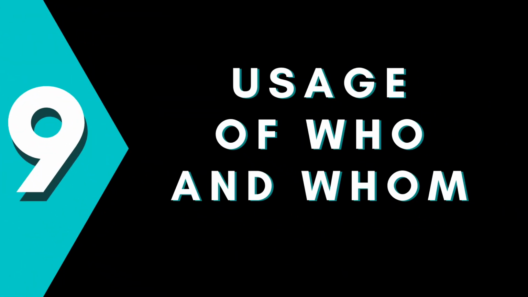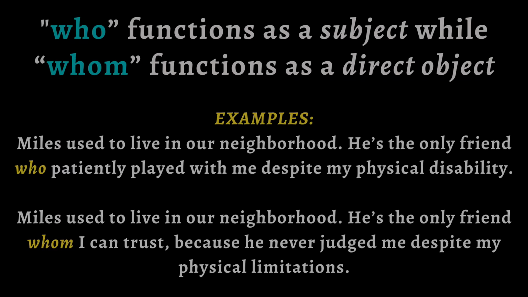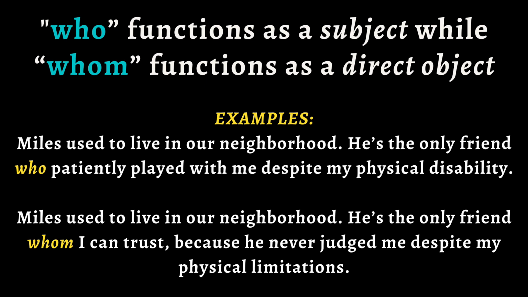The usage of who and whom lands as the 9th common error. In a declarative sentence, who and whom are used as relative pronouns, where who functions as a subject, while whom functions as direct object. Notice the following examples. Miles used to live in our neighborhood. He's the only friend who patiently played with me despite my physical disability.